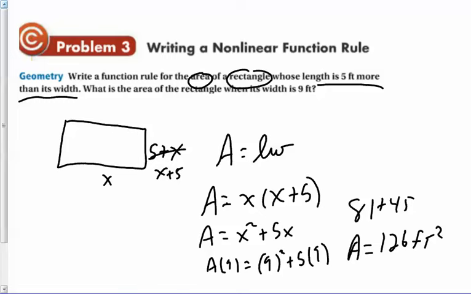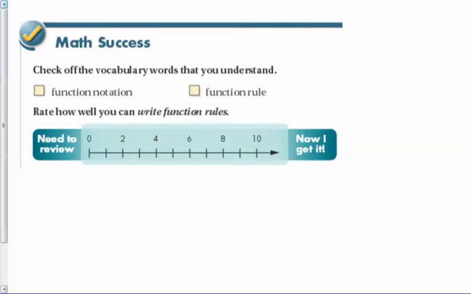You've got it? Do it. Function notation was that f of x stuff that we talked about a couple days ago. A function rule is just an equation. So if you know those, check those off. Function notation would be the f of x or the A of x or any of that. Make sure you know how to do that. Again, that was a pretty simple lesson.